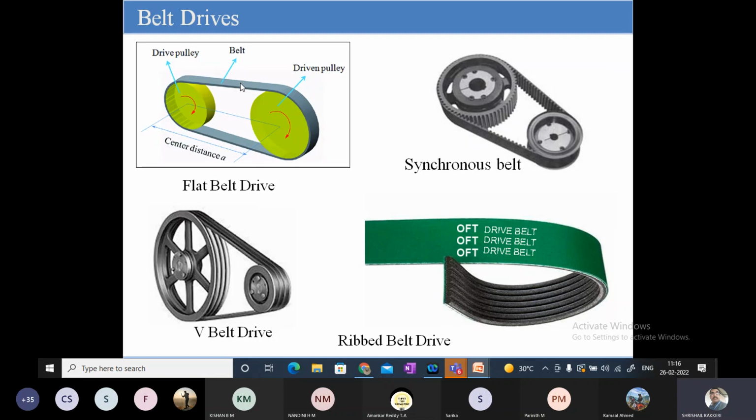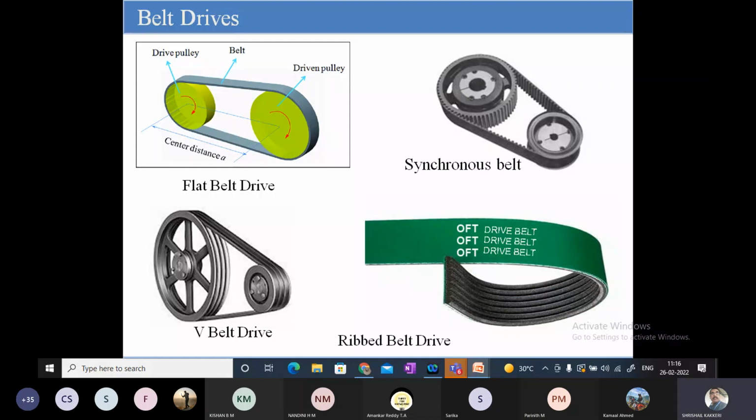Riveting is not possible in the ribbed belt drives, the V belt drives, and the synchronous or timer belt drives. These are available in sizes based on the requirement. We ask in the stores, this much length I require, and they give it to you. So these are the four important types of belt drives: flat belt drive, V belt drive, synchronous or timer belt drive, and the ribbed belt drive.